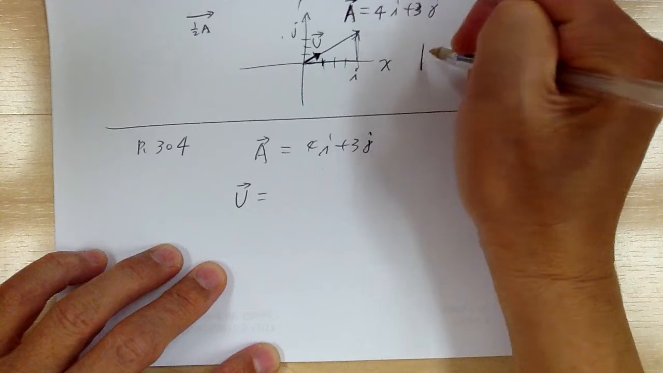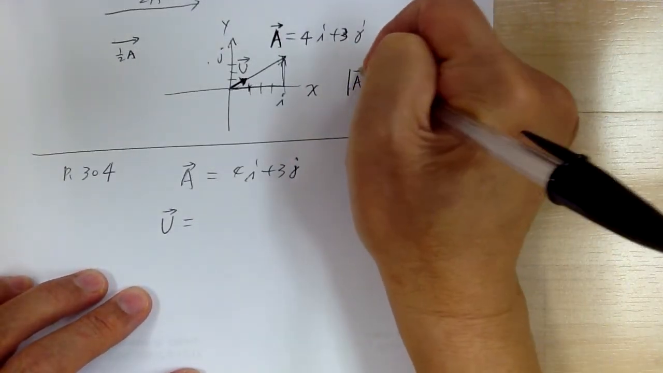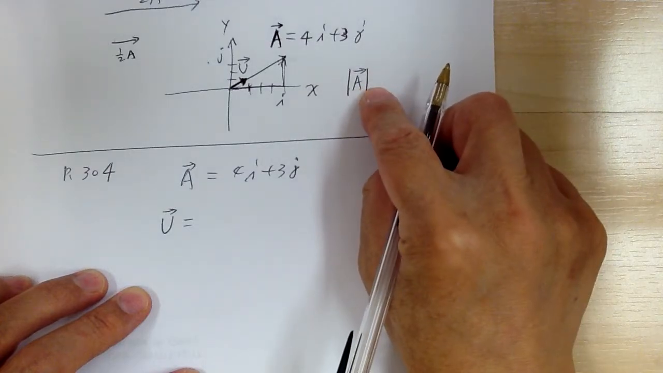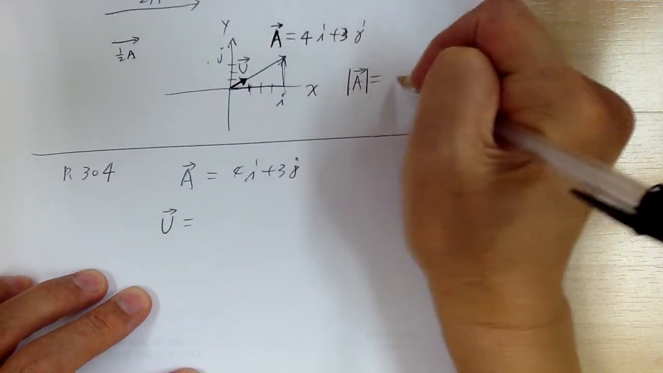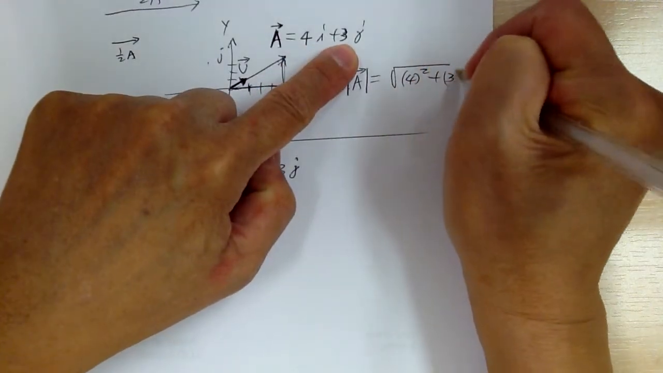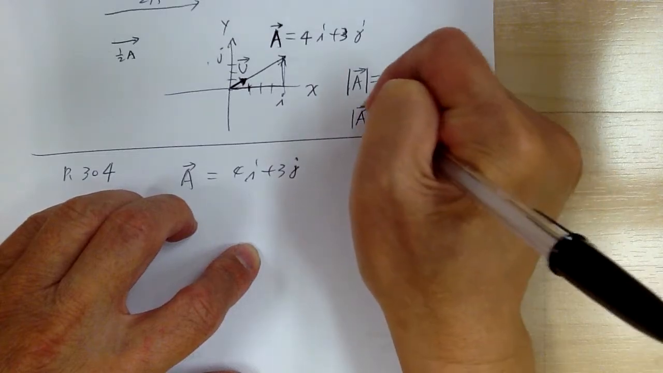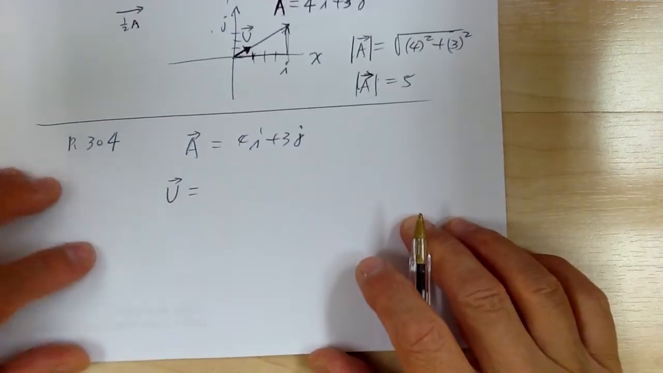So in other words, over here, the absolute value means length, right? So the magnitude, or the length, or absolute value of A, is equal to the square root of 4 squared plus 3 squared, and so this will equal 5. So the length is equal to 5.